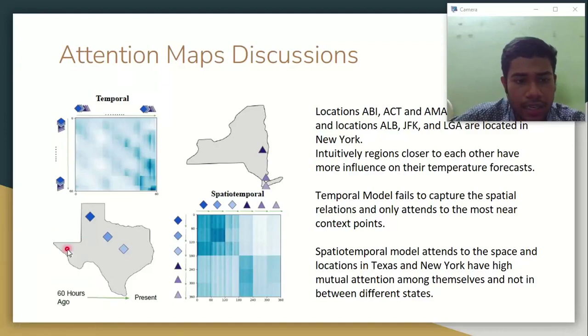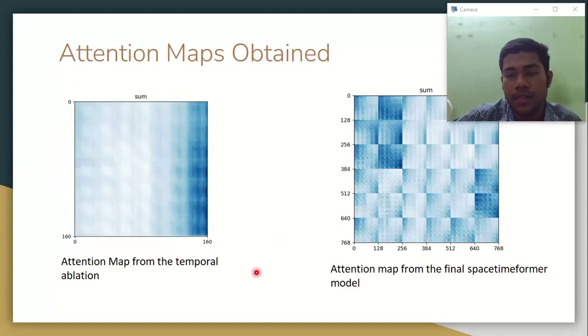So here we can see that in the temporal ablation only, the attention weights are more towards the previous time steps, and they don't consider the interdependencies between different cities. But if we see the spatio-temporal attention map, we can see that the cities which are in Texas have more attention mutually among themselves, and the cities which are in New York have more attention among themselves. So this basically means that our model is able to capture the interdependencies between different variables in multivariate time series forecasting.